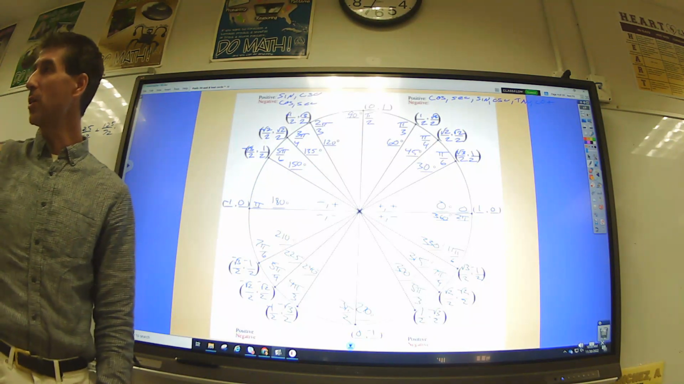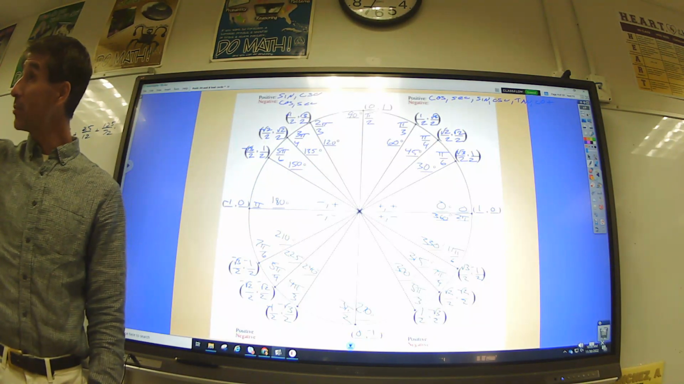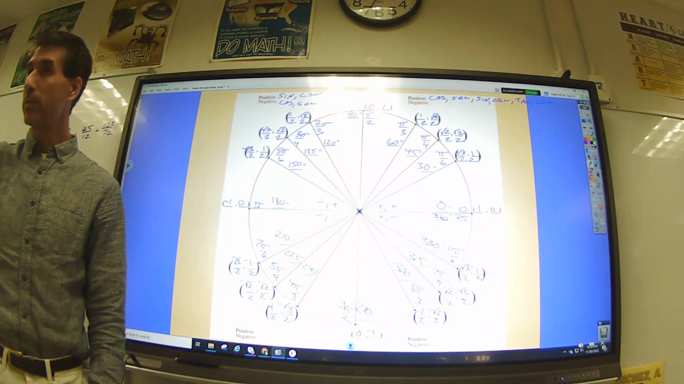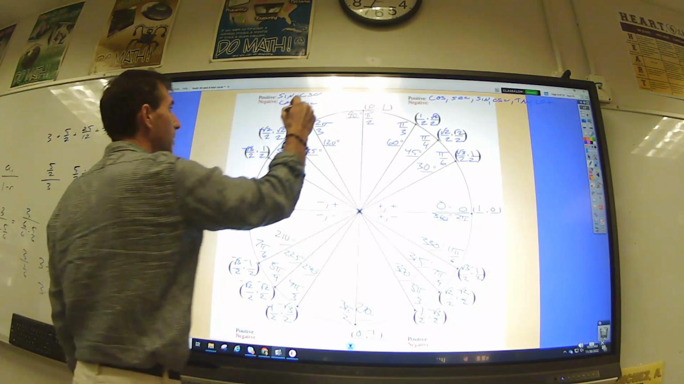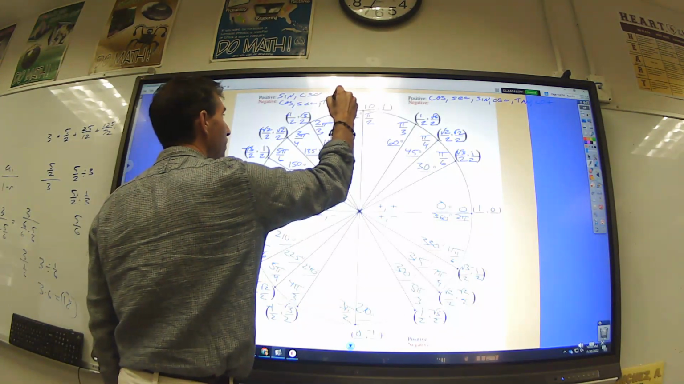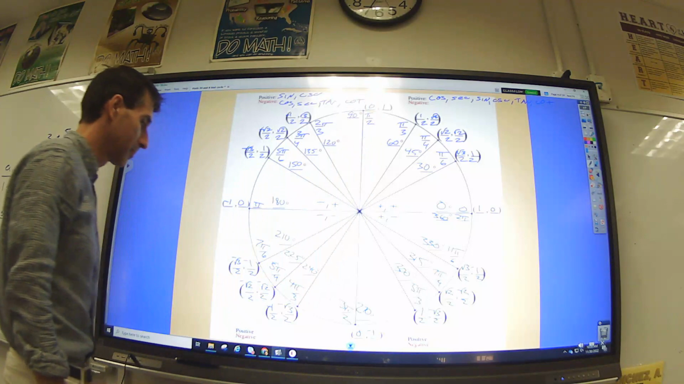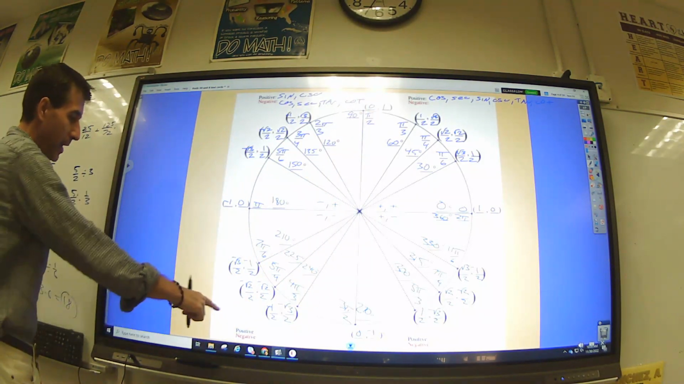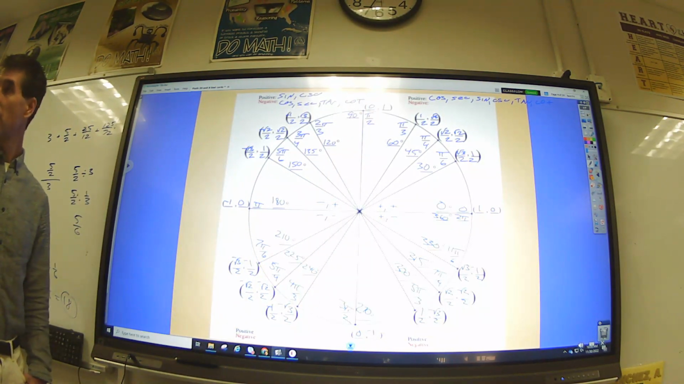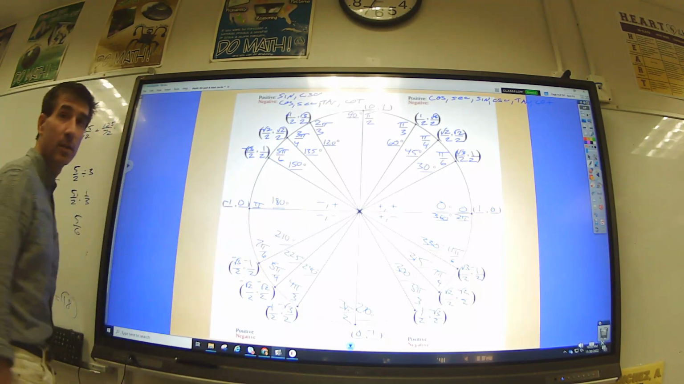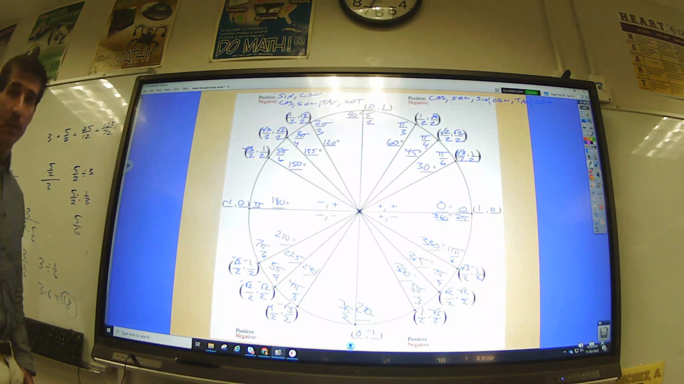Now, what about tangent? Tangent is sine over cosine. Sine is positive. Cosine is negative. What's positive divided by negative? Negative. So we got tan is negative. What's the reciprocal? Cotan. Negative. Sine and cosine, both are negative.